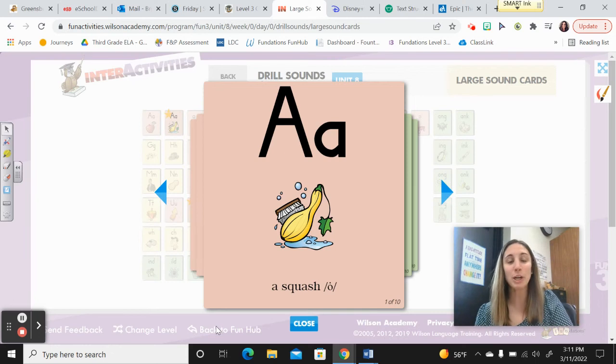Hi, third grade. Today we're going to begin Unit 9 of Fundations. Unit 9 is a 3-week long unit, and we're certainly going to be learning a lot. So let's get started.